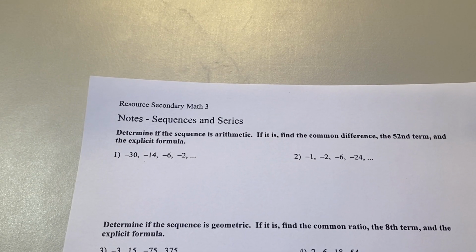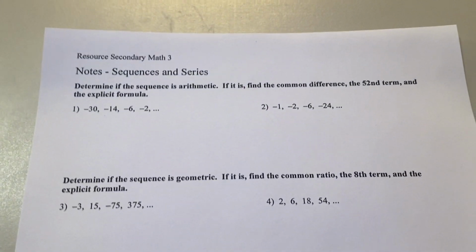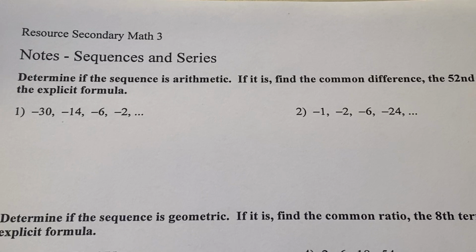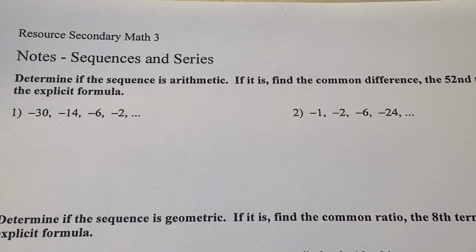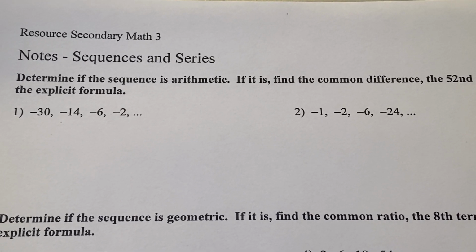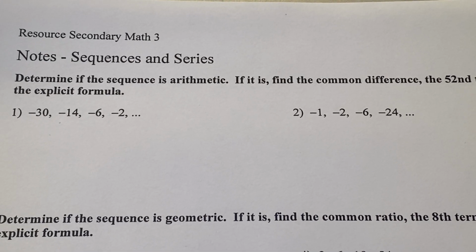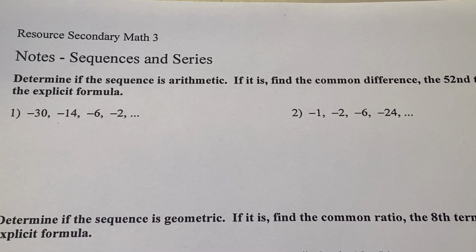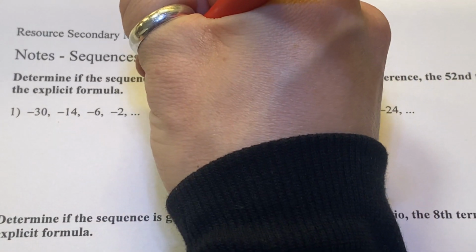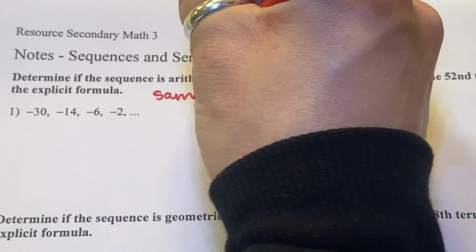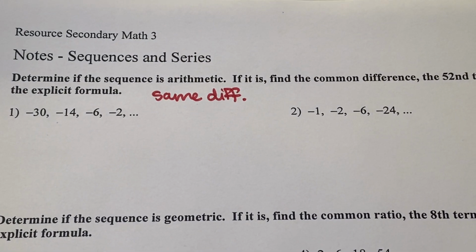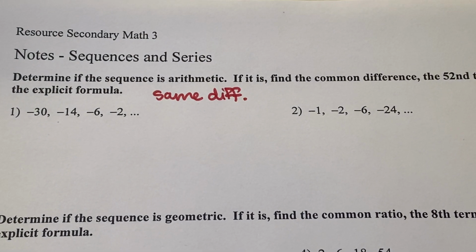Let's look at number 1. The directions say determine if the sequence is arithmetic. If it is, find the common difference, how it's changing each time, the 52nd term, and the explicit formula. If it's arithmetic, it means that it has the same difference. It's changing the same way each time, either by addition or subtraction.